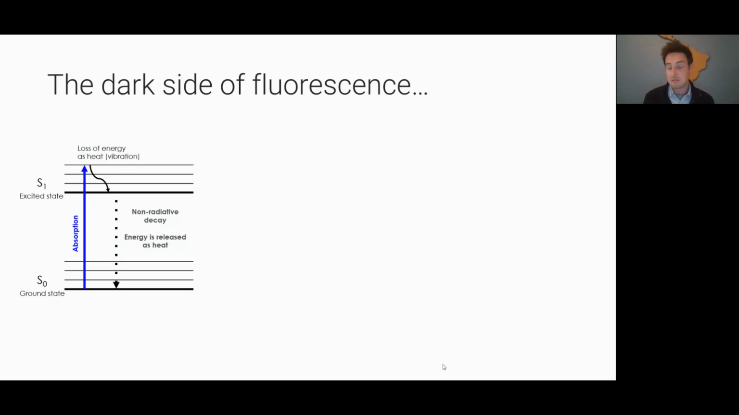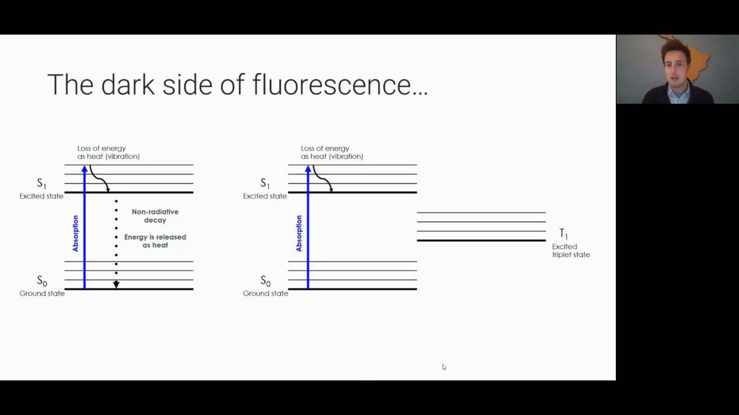Some of them will just dissipate as heat. You get non-radiative decay where heat comes off instead of light, and we typically call this quenching. Depending on the application, that can be good, but usually it's undesirable.